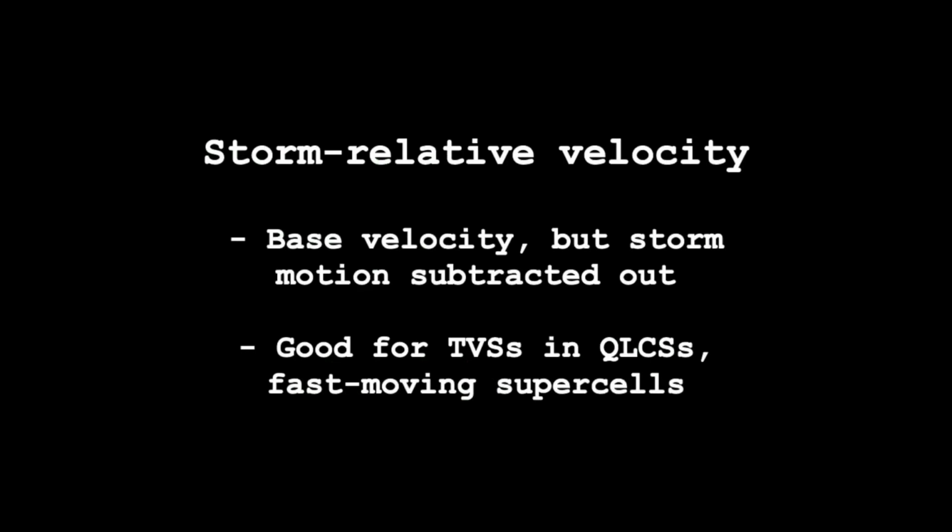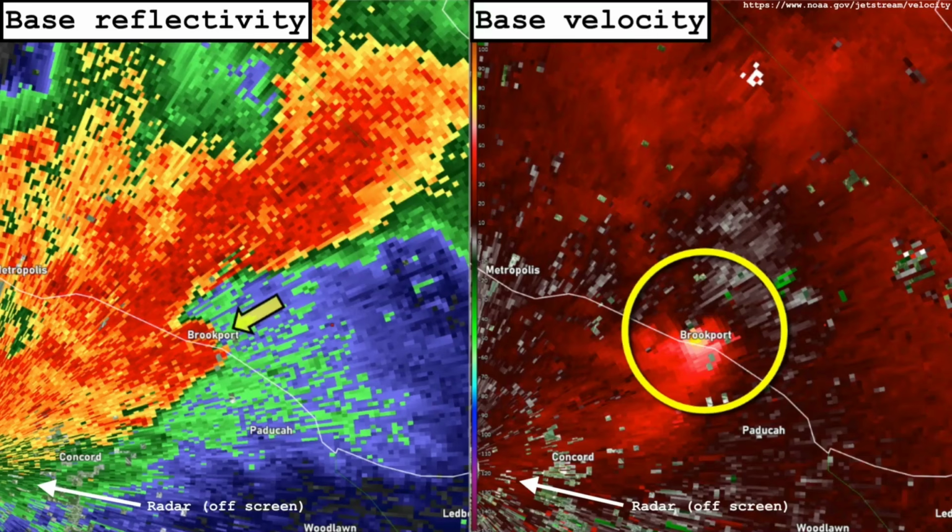Storm relative velocity is especially effective in identifying TVSs in QLCSs, as well as in situations in which supercells are moving very quickly. Let's take a look at an example. On the left is base reflectivity, and on the right is base velocity. Here we have a supercell thunderstorm moving at 55 miles per hour away from the radar site, which is located just off the bottom left corner of the image.